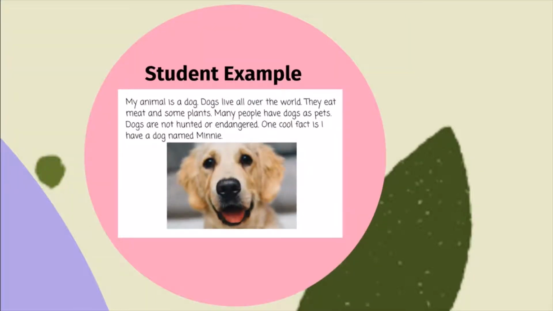Here's a student example. My animal is a dog. Dogs live all over the world. They eat meat and some plants. Many people have dogs as pets. Dogs are not hunted or endangered. And one cool fact is I have a dog named Minnie. So although that wasn't a nonfiction evidence-based fact, it was a cool fact for that student. And then they used Google Images to find and insert an image. The 8th graders really helped with the image search as well.